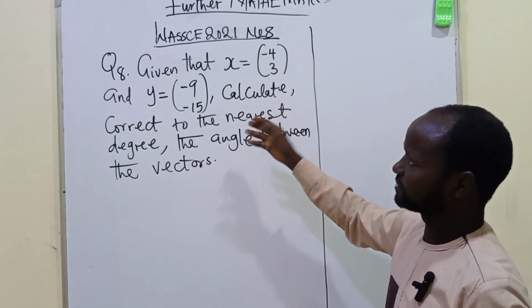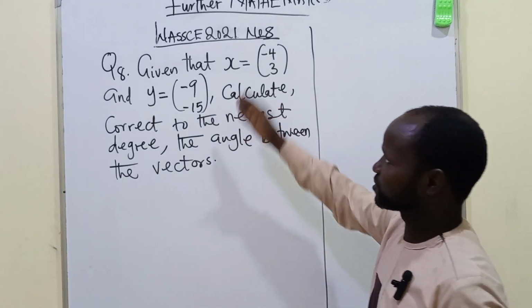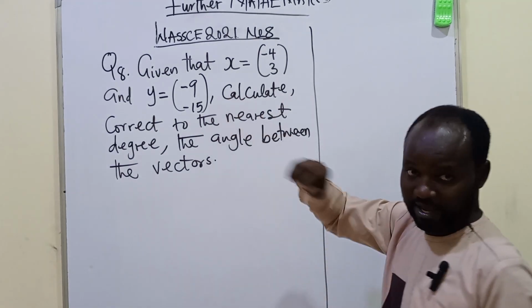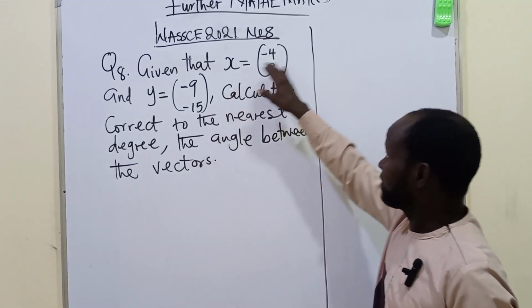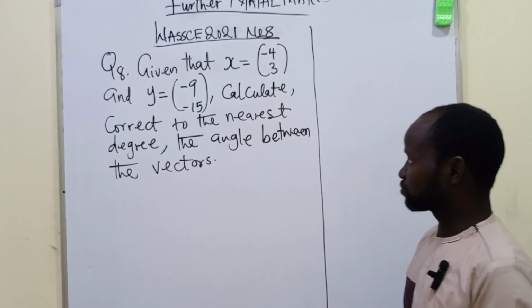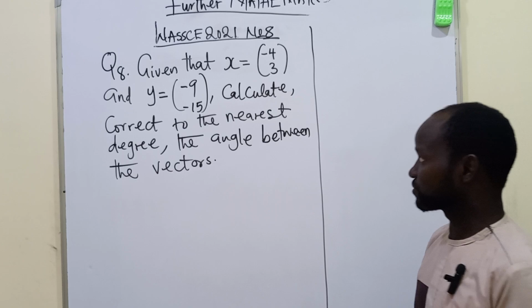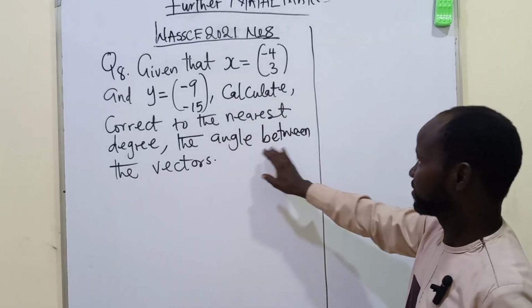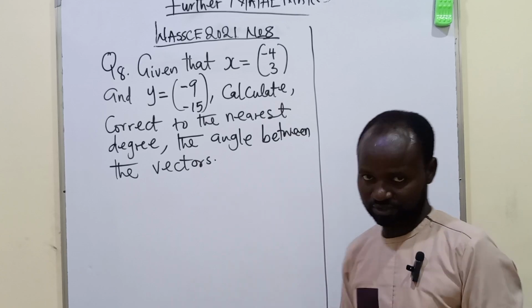Let's look at how we can solve this question from Further Mathematics WAEC 2021. The question reads: given that x is equal to the column vector (-4, 3) and y is equal to the column vector (-9, -15), we are asked to calculate, correct to the nearest degree, the angle between the vectors.